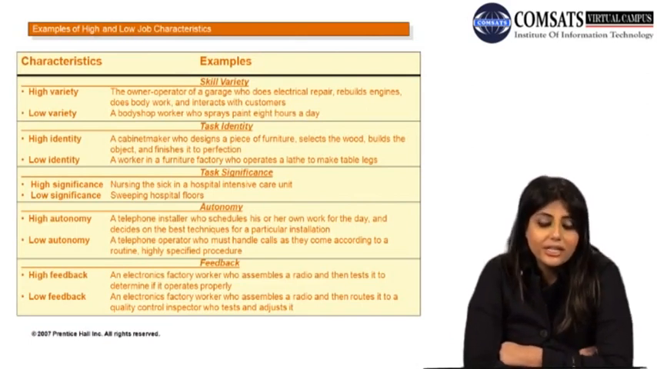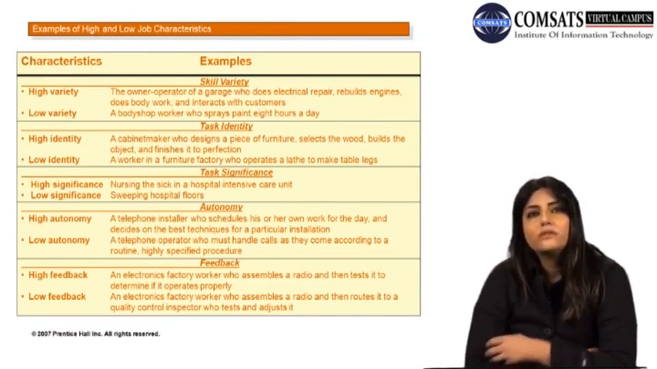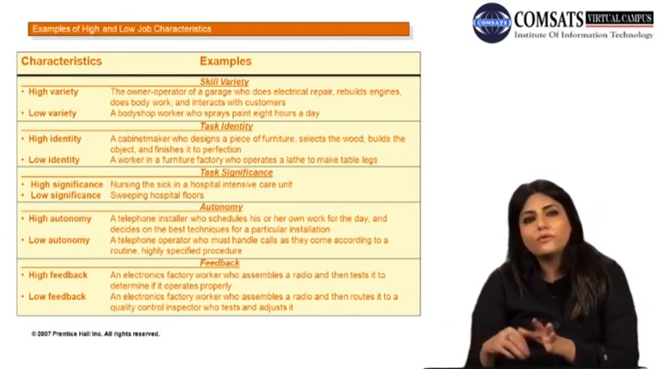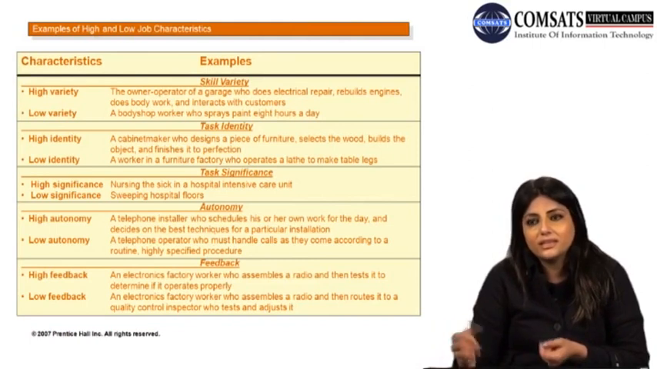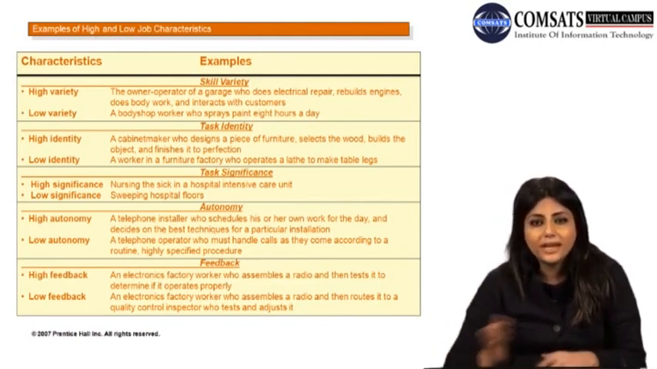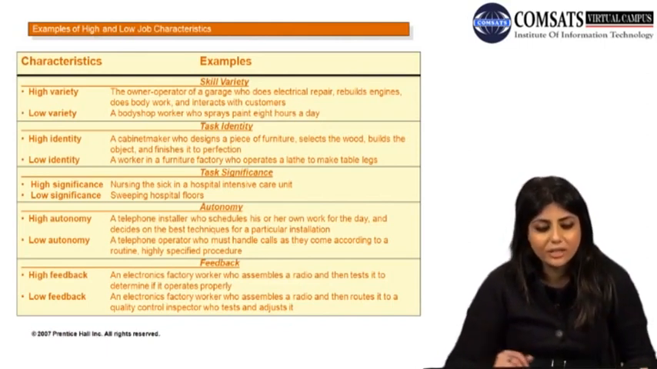Then we have high identity and low identity. A low identity job is one in which a worker in a furniture factory makes only the legs of the table, vis-a-vis if a worker is responsible for making the whole table, then he can really identify with the task that he has done. He can say that, okay, I have made this table. He can identify with it. But the person who is making legs cannot identify. That is a low identity job.